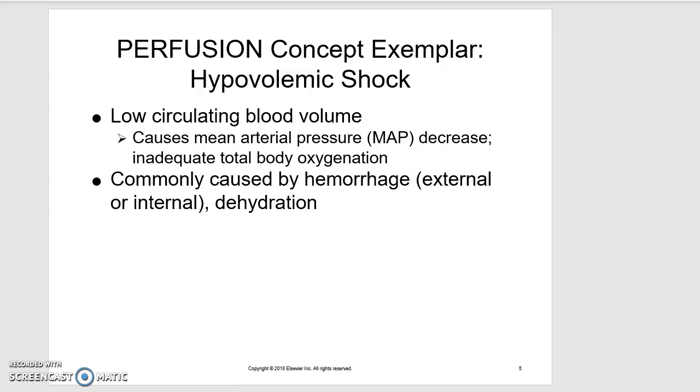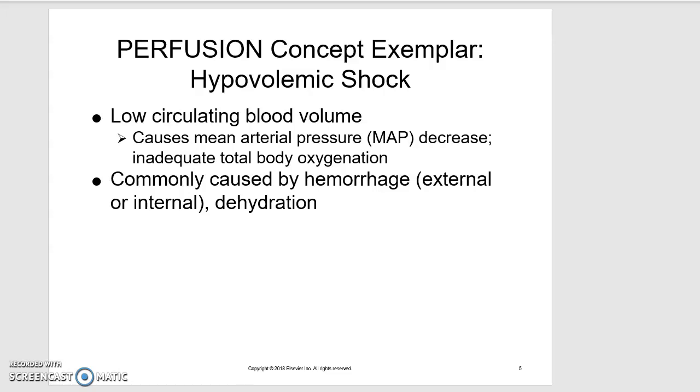The reduced mean arterial pressure slows blood flow, decreasing tissue perfusion. The loss of red blood cells decreases the ability of the blood to oxygenate the tissue it does reach. These gas exchange and perfusion problems lead to anaerobic cellular metabolism. The main trigger leading to hypovolemic shock is a sustained decrease in mean arterial pressure from decreased circulating blood volume.